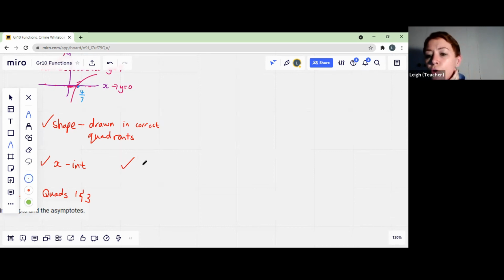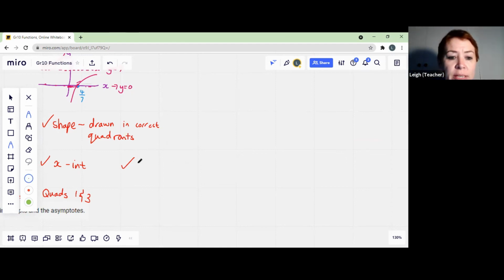So you know which quadrant to draw it in depending on the sign of A. If A is positive, you draw in quadrants 1 and 3. If A is negative, you draw in quadrants 2 and 4. Always, always, always. That's a rule. That's what we were talking about earlier.